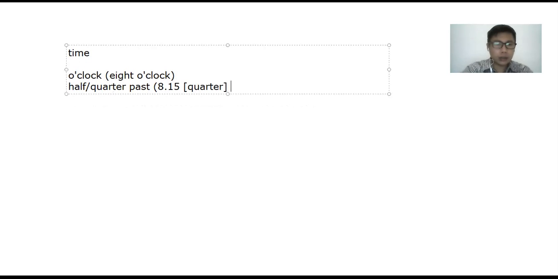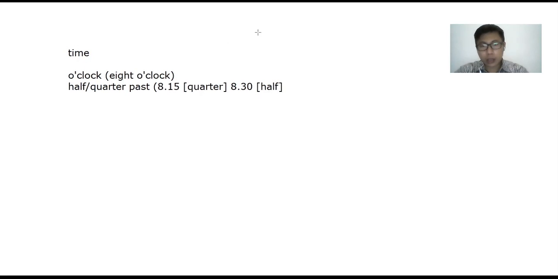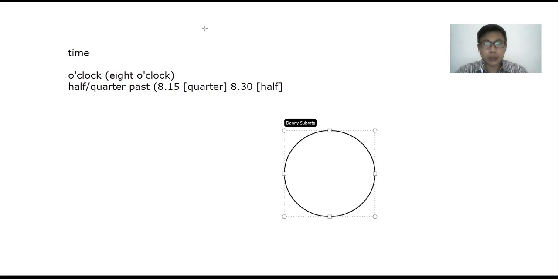And then 8:30 for the half. We use past. Remember, quarter means a fourth of the circle. Why the circle? Because a clock. Wait. For example, this clock. Just for example, I hope this could get right. We get 12 there. We get 3 over here. We get 6 over here. Oops, not that one. We get 9 over here.